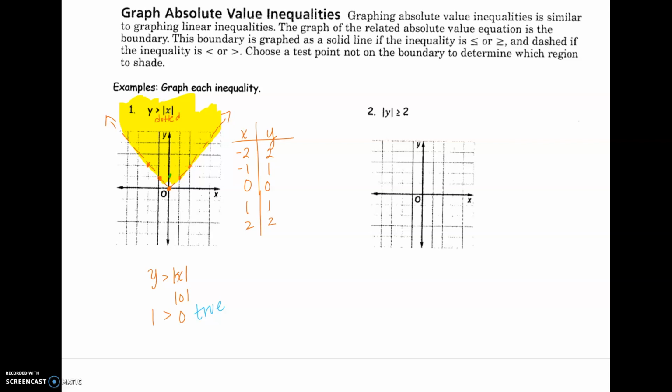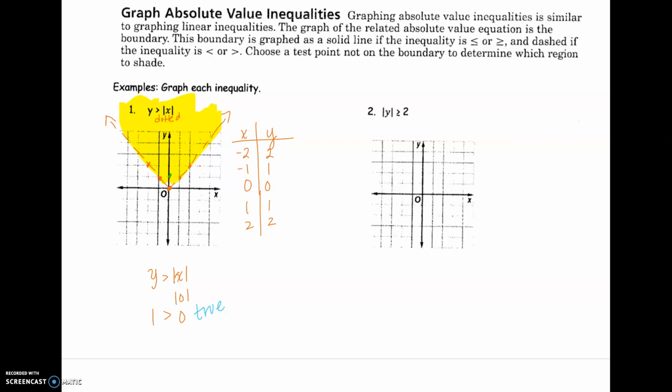Okay, so we have one more absolute value inequality to graph. I'm sorry that I had to go on to a new video, but it only allows me to video for 15 minutes. Number 2 says the absolute value of y is greater than or equal to 2.